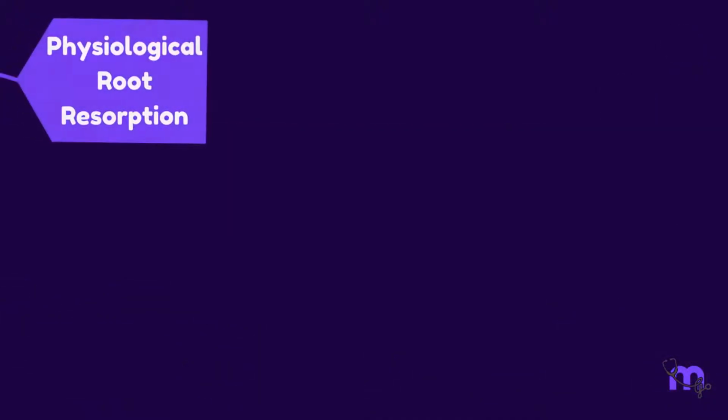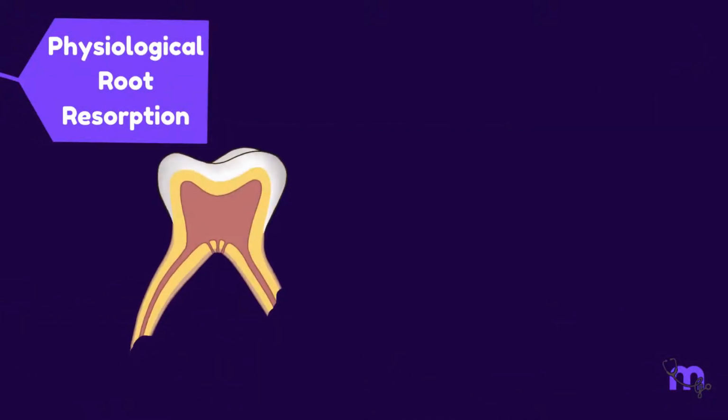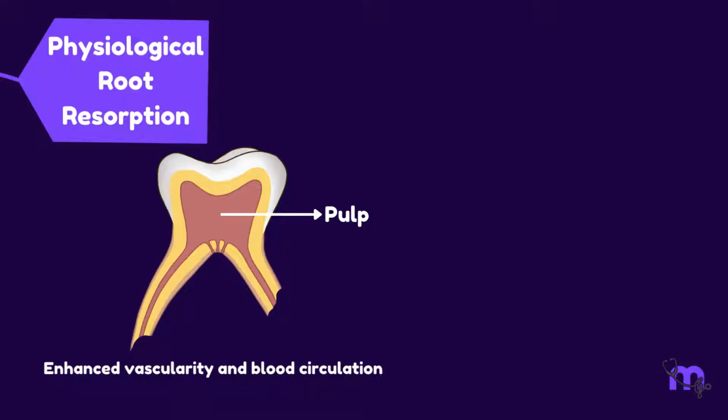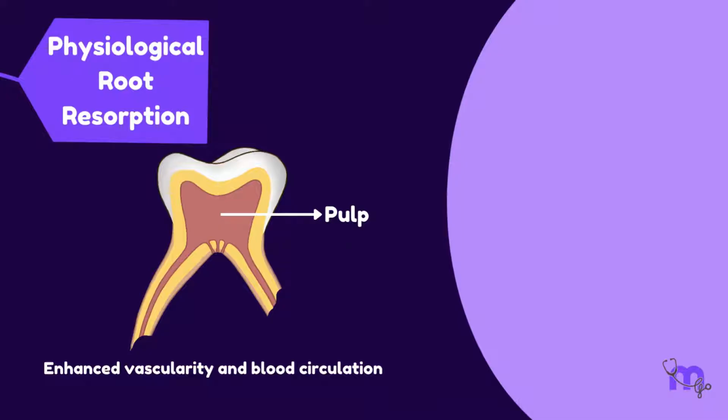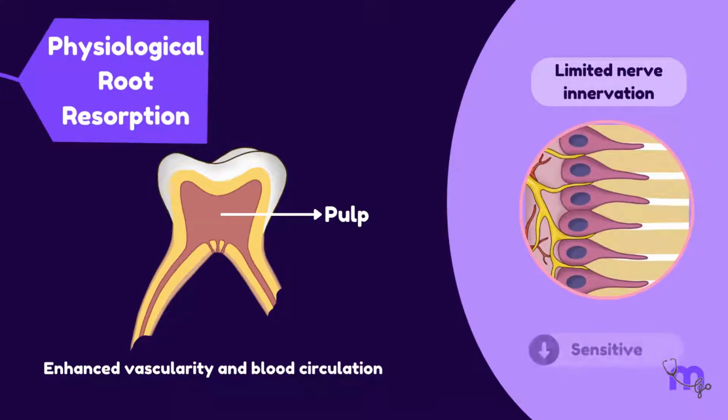During physiological root resorption in primary teeth, the blood vessels in the pulp maintain their normal structure at all stages, although an increase in vascularity and blood flow is observed. The vascular changes in the pulp are accompanied by de-innervation, which decreases sensitivity.